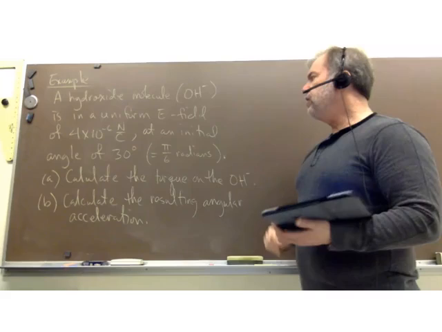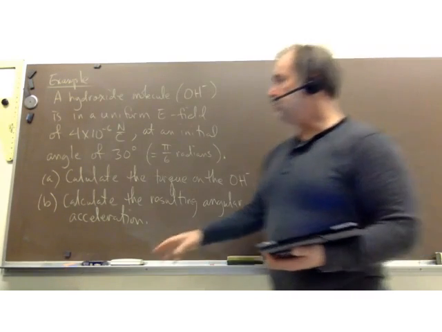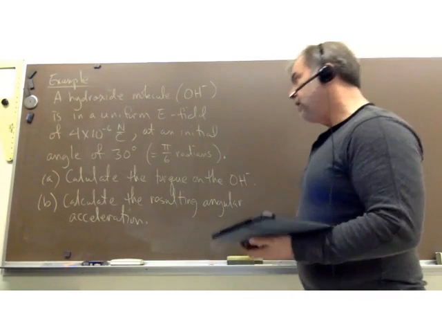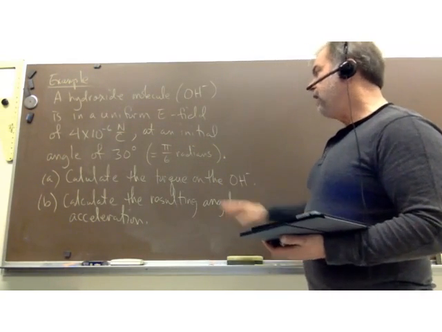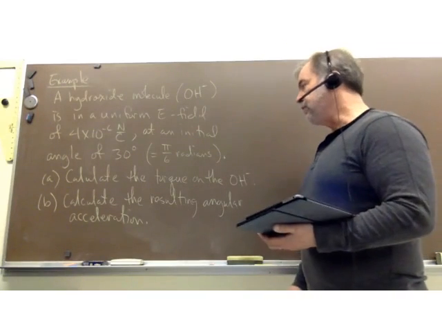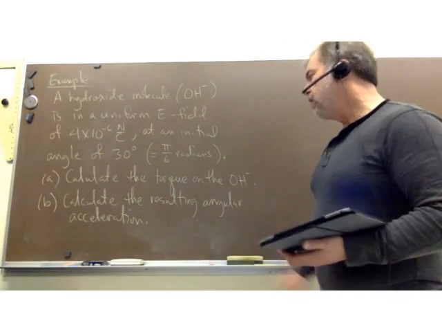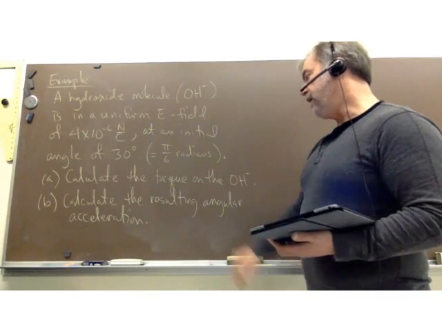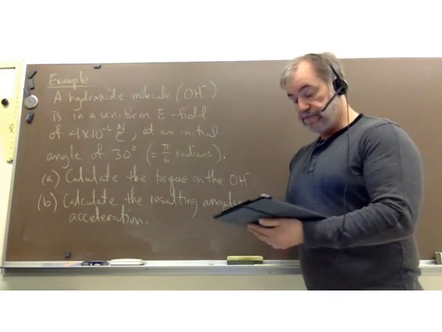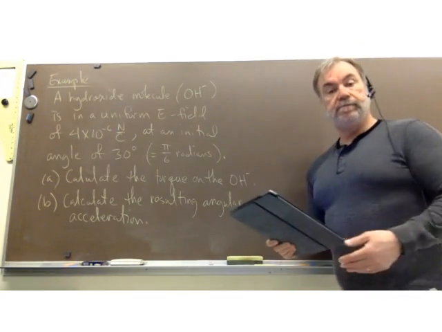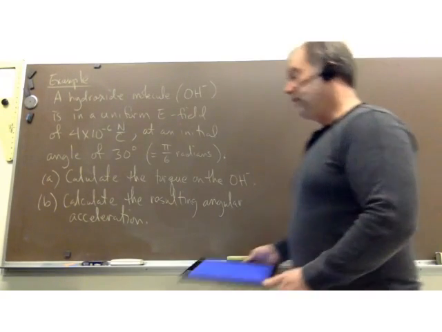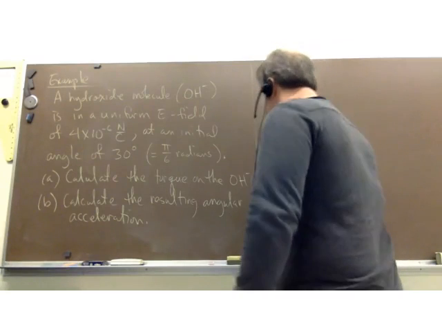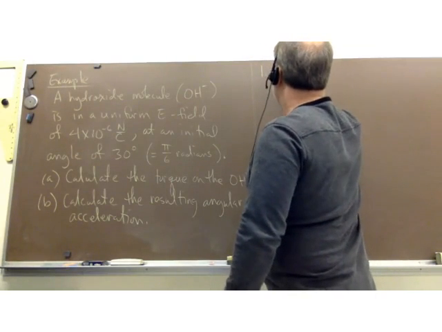It's in a uniform electric field. Surprisingly enough, this uniform electric field has the same magnitude as the one in the previous example, 4 times 10 to the minus 6 newtons per coulomb, and oddly enough is oriented at the same angle, 30 degrees or pi over 6 radians. So let's calculate the net torque that this thing experiences, and the angular acceleration that it gets from that torque. Oh, this is starting to ring lots of bells.